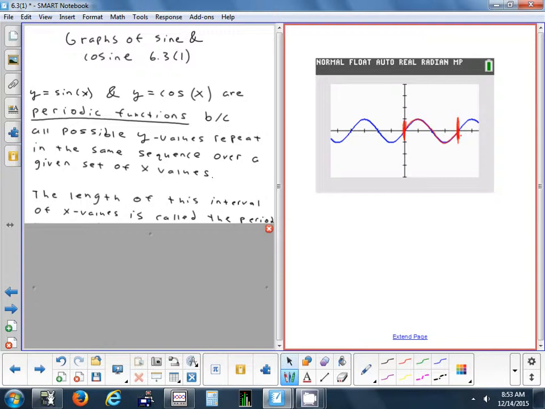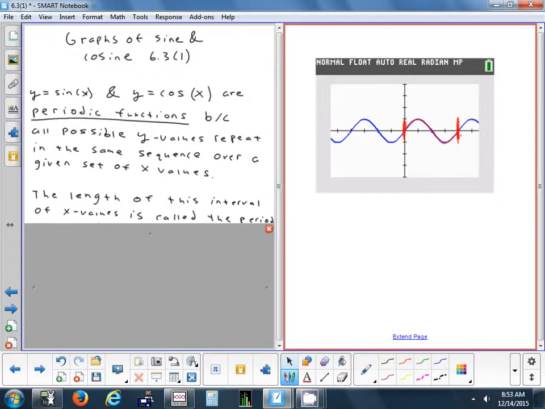Does anybody have a guess how long that is for sine and cosine? How many radians or how many degrees you have to go through before you get all the way back to the beginning? 11. How many? 11. How'd you get that? I don't know, I just went onto the table, and the first time I got the numbers was at 11. By 11?